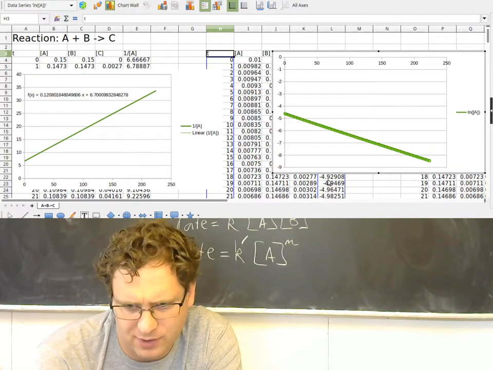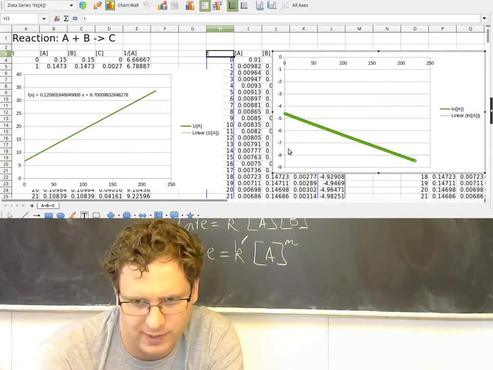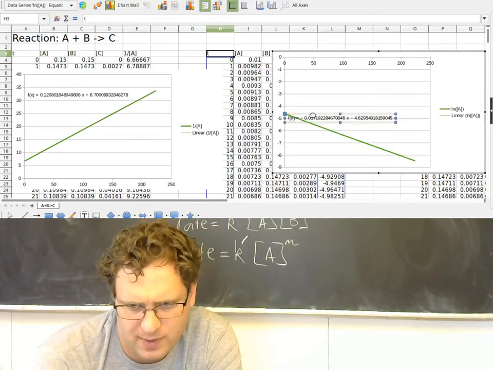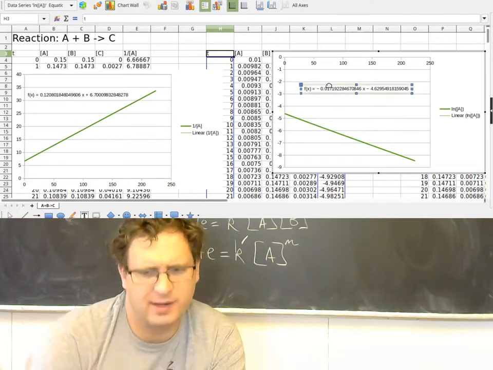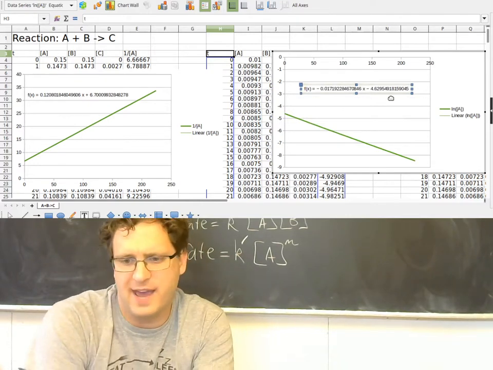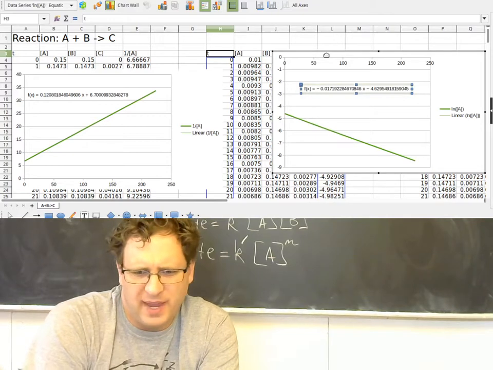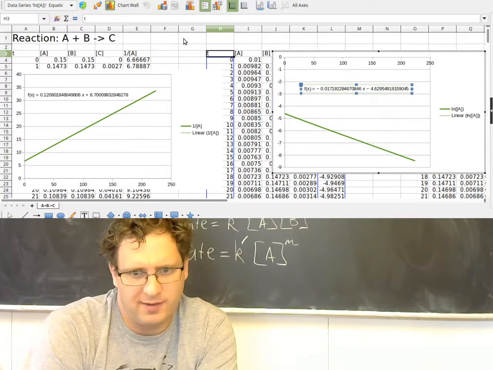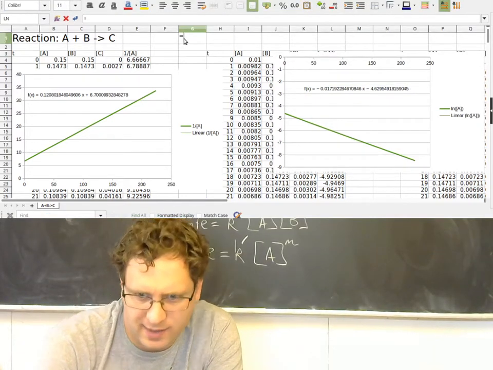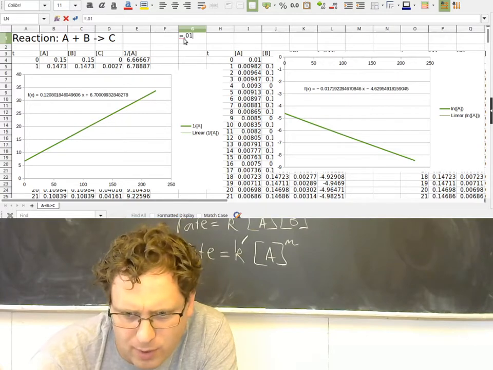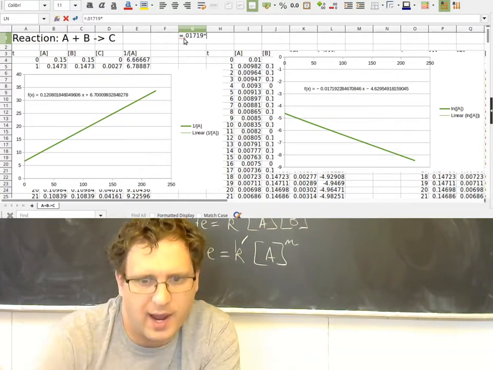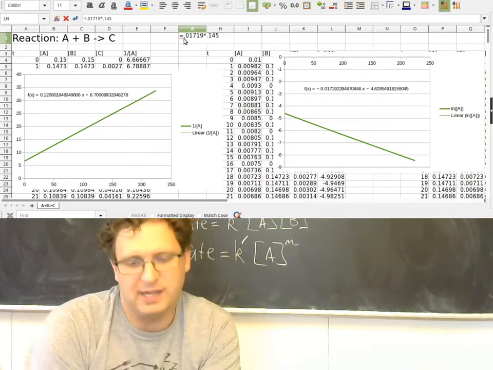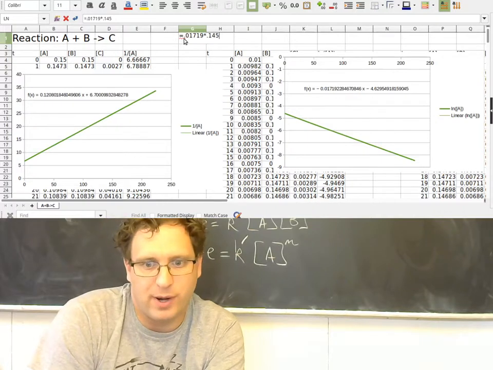So we notice the natural log of A actually looks very nicely straight. We'll show that equation on the chart. And here the slope is supposed to equal the negative of the rate constant. And that's a very different rate constant than what we have here. But if I take that rate constant, 0.01719, and I multiply it by the average value of B over the course of this reaction, which is about 0.145.